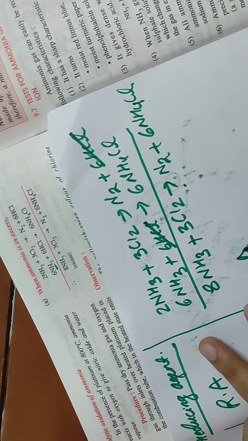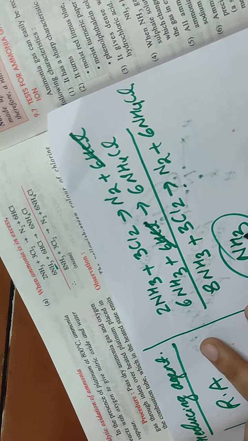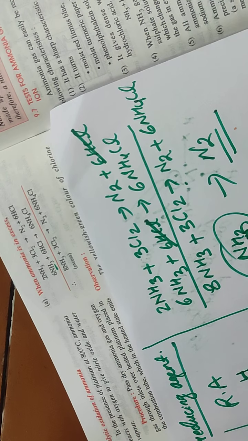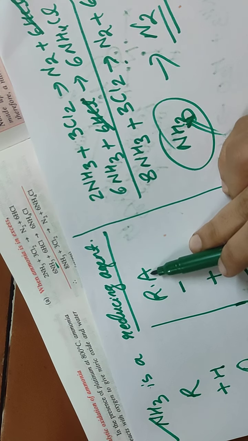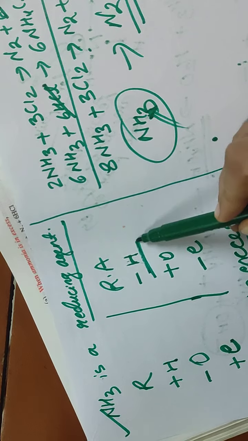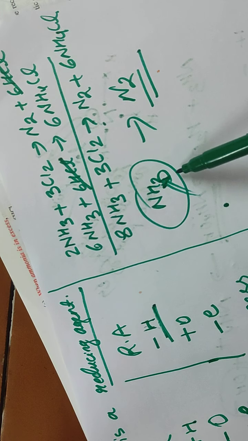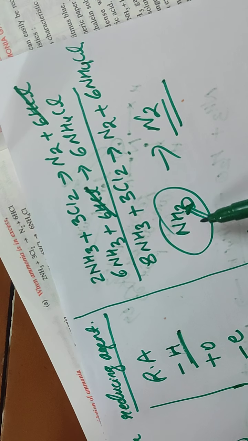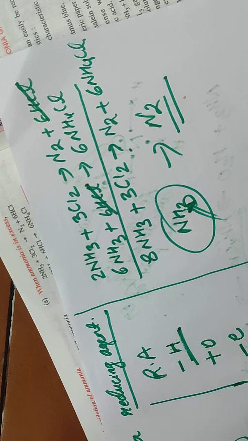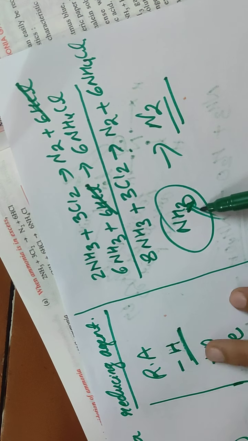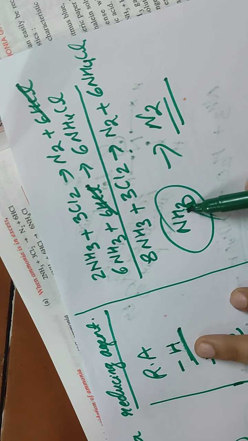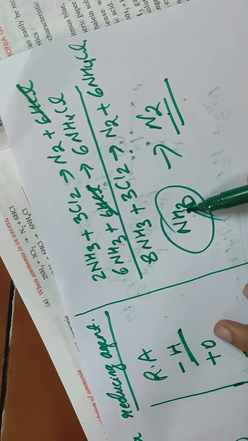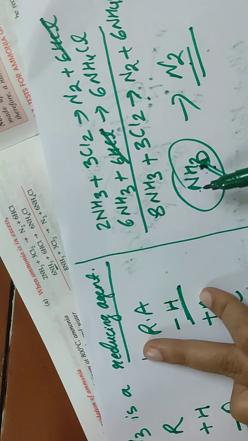What you can see here is from this ammonia, the hydrogen is removed and what you are getting is simply nitrogen. This hydrogen is removed, so reducing agent helps in the removal of hydrogen. So this ammonia is a reducing agent, so it is losing its hydrogen. Yes, it has lost its hydrogen and it has turned into nitrogen. And because it has lost its hydrogen and it is an agent, this will be known as reducing agent.